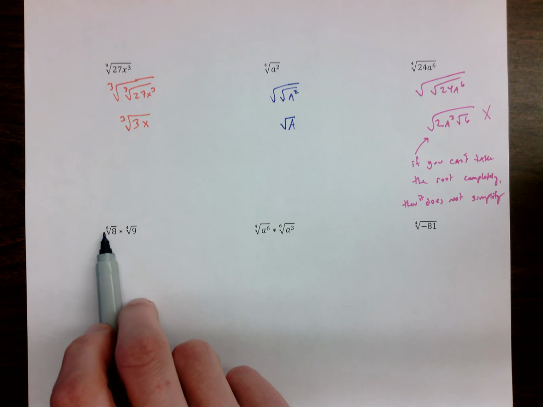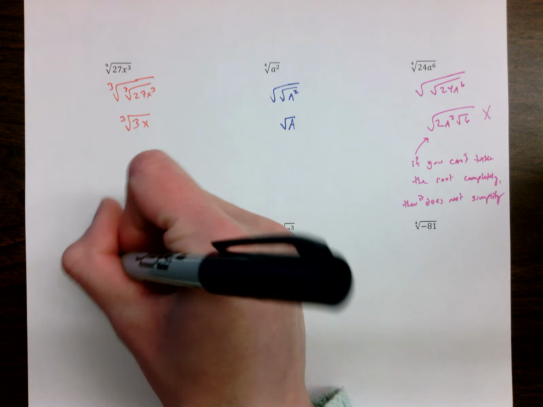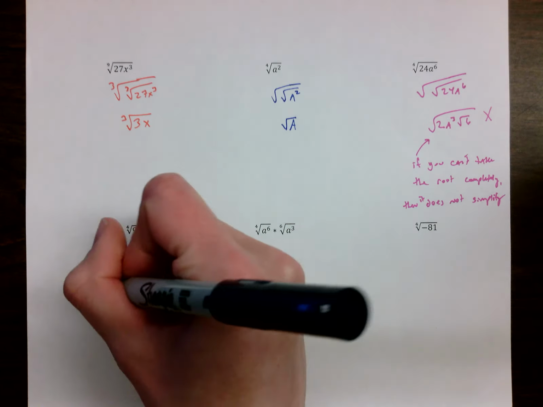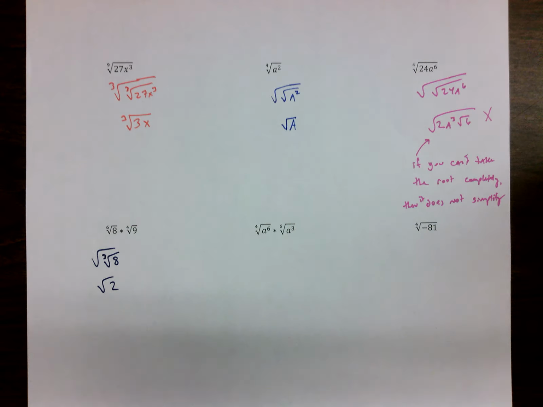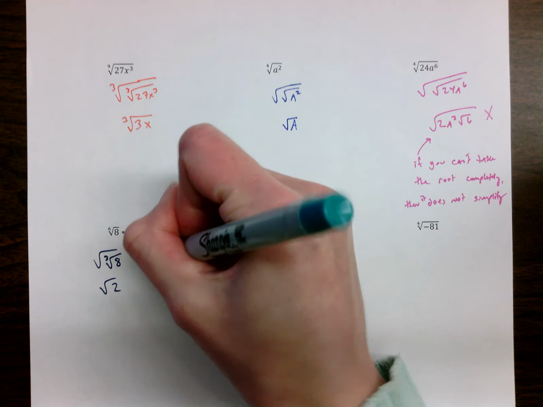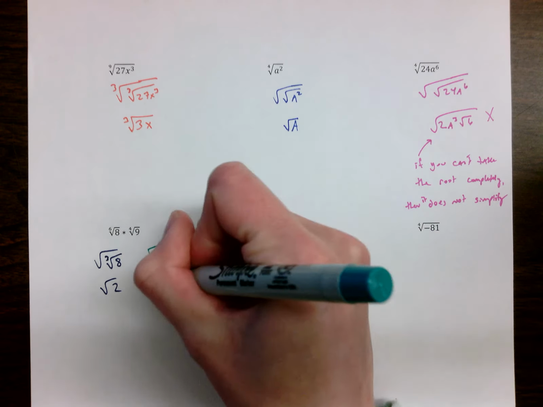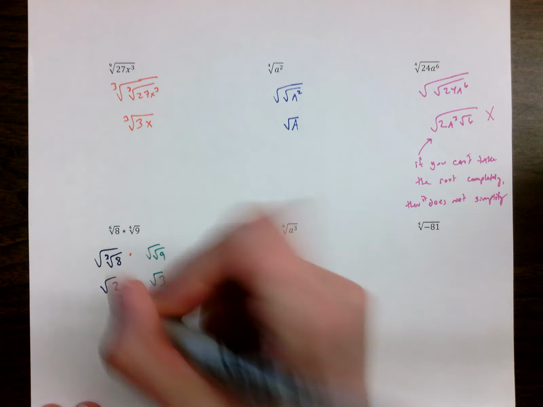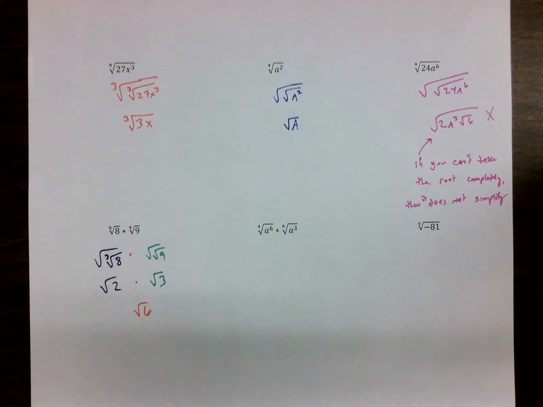So this guy, 6 is 2 times 3, so I'm going to make this the square root of the cube root of 8, which is the square root of 2. And then on the other side, the 9, I can break this into the square root of the square root of 9, which is the square root of 3. And now I'm left with 2 square roots that have the same index number, so that's just the square root of 6.